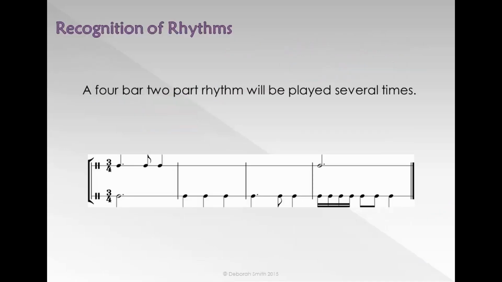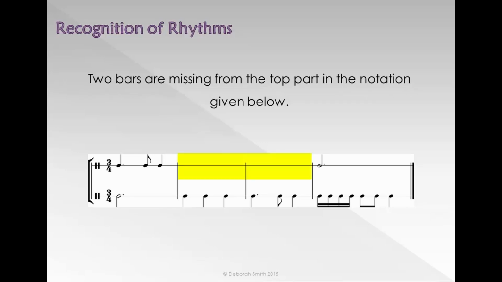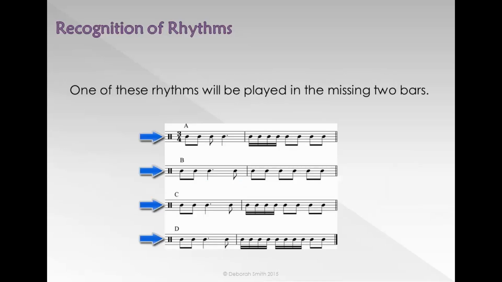A 4-bar, 2-part rhythm will be played several times. 2 bars are missing from the top part in the notation given. One of the following 4 rhythms will be played in the missing 2 bars. Before you listen for the first time, inner hear the 4 rhythms, in particular noticing where they are different.